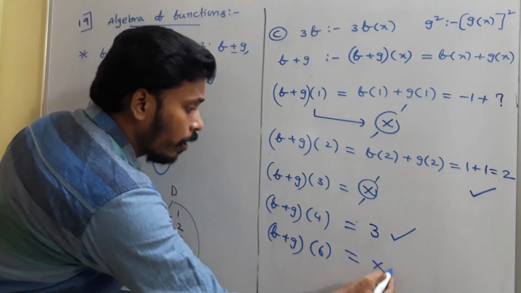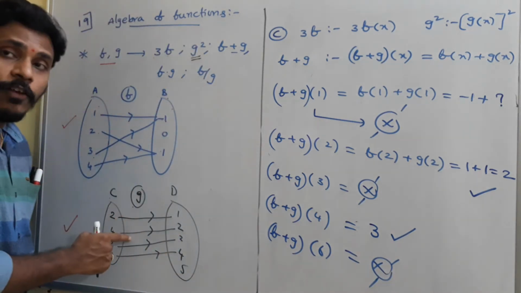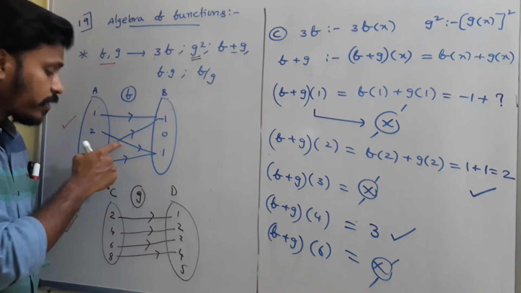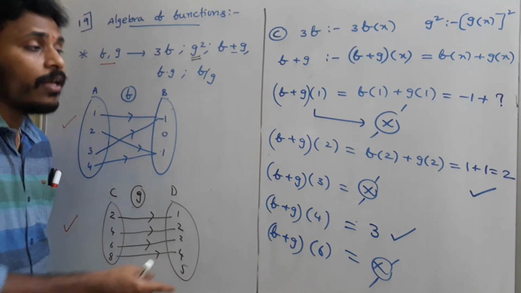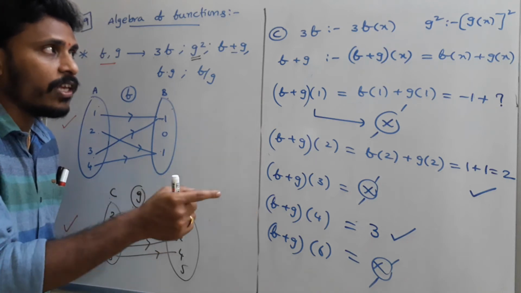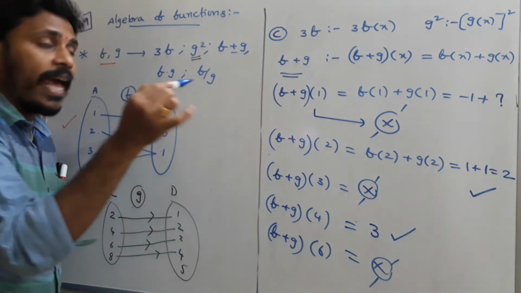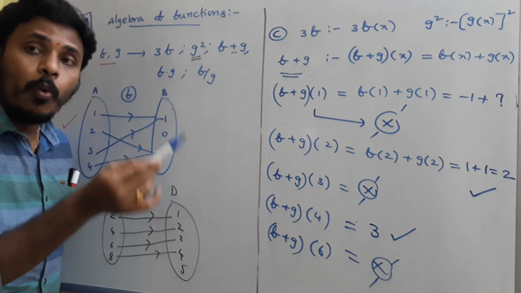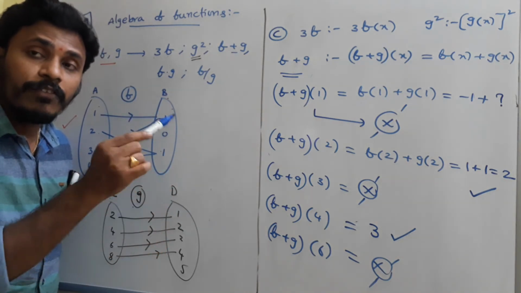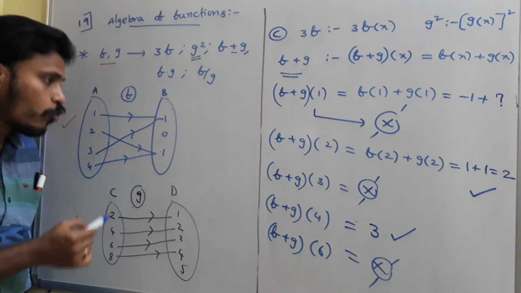Again it is not possible. Why? Because in the second function there is an image for 6, but in the first function there is no image. Okay, so with this discussion, I think you are very clear that f plus g is acceptable, is definable, only for the values of x which are there in the domain of these two functions.